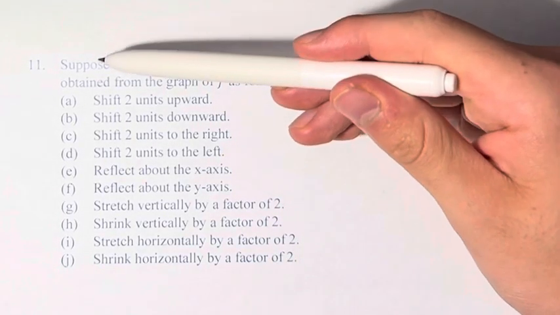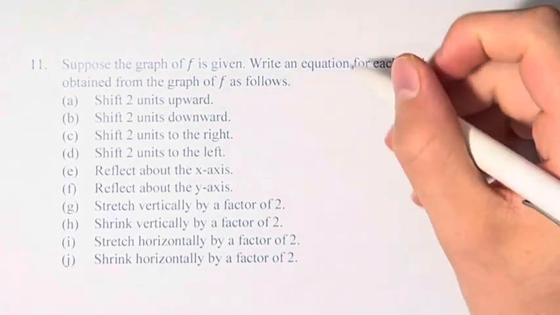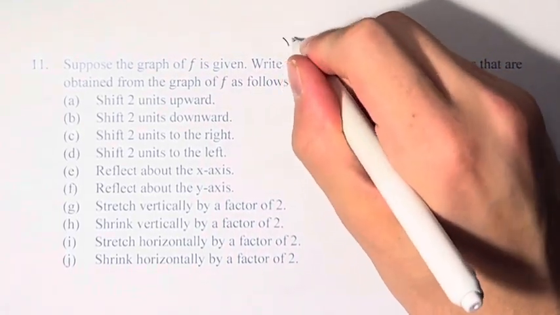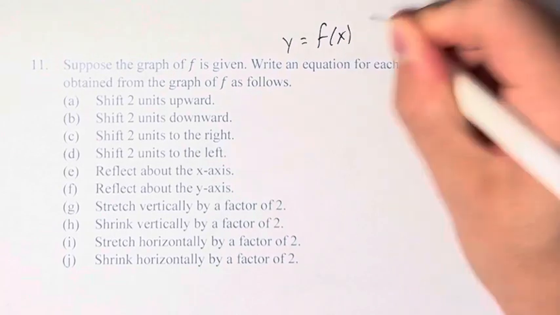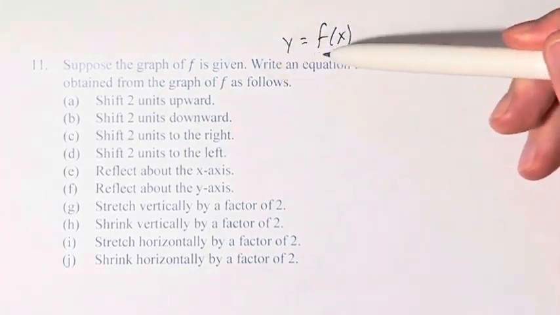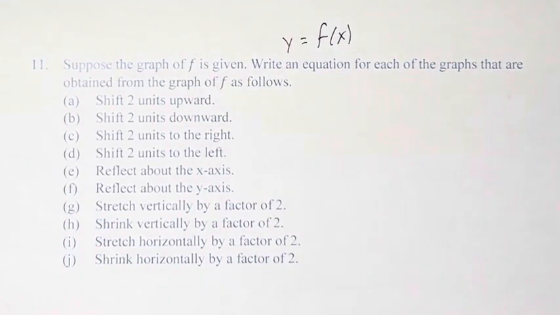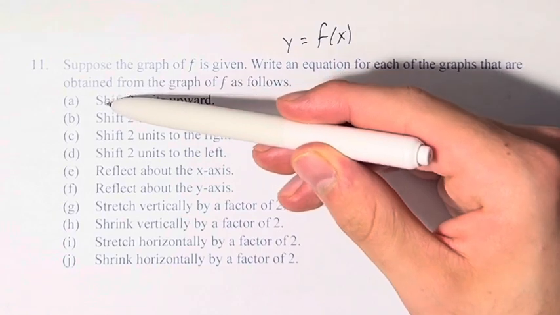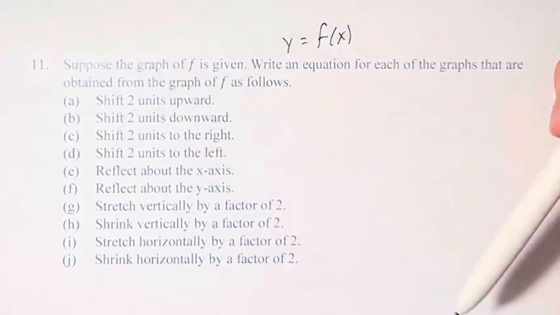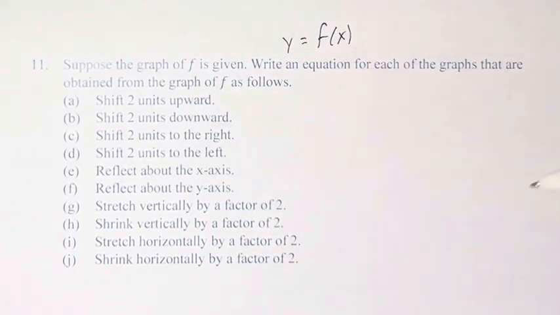In this problem, we're told, suppose the graph of f is given. So I'm going to write it as y equals f of x. We're asked to write an equation for each of the graphs that are obtained from the graph of f as follows. So first, a through d, we have shifts. So vertical shifts occur outside of the function, horizontal shifts occur within the function.